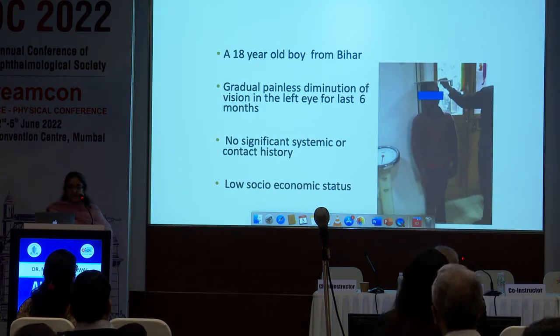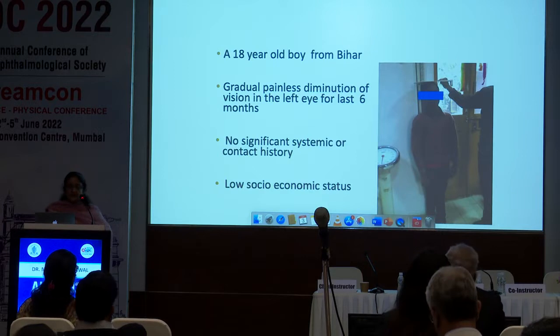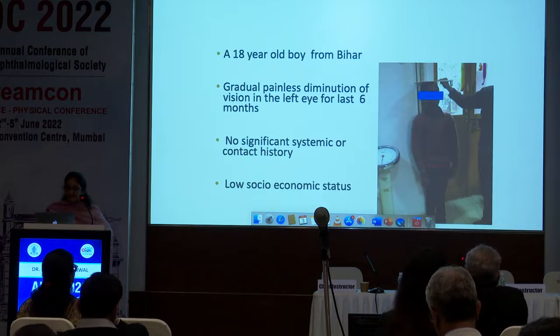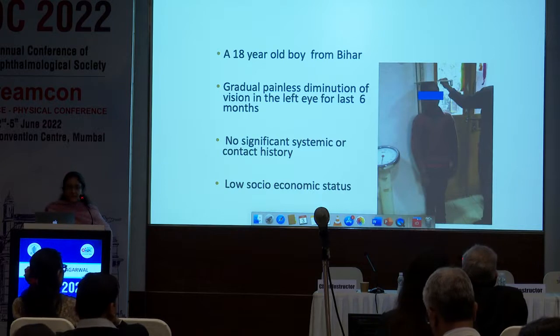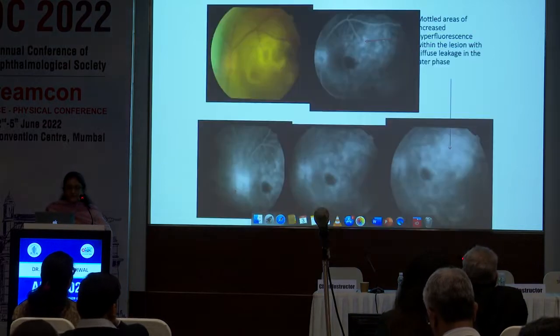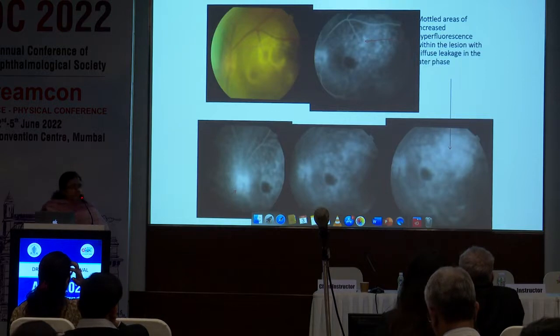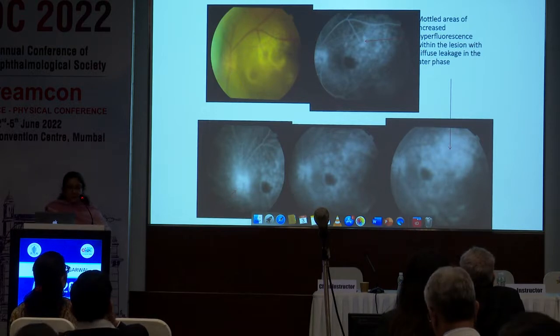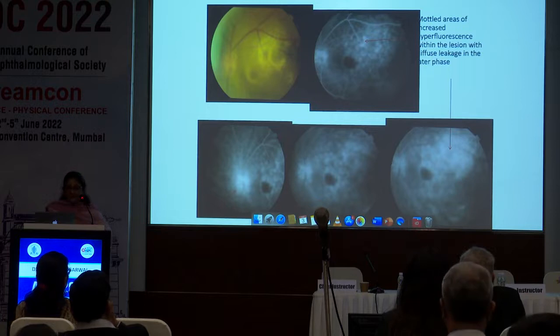Now, just a small case example. This is an 18-year-old boy from Bihar, with a gradual painless diminution of vision in the left eye for the last 6 months, with no significant systemic or contact history, and very low socioeconomic status. The patient presented with this large yellowish lesion in the macular area, looking like a subretinal abscess. You do see subretinal fluid involving the macular area, which has detached the macula.